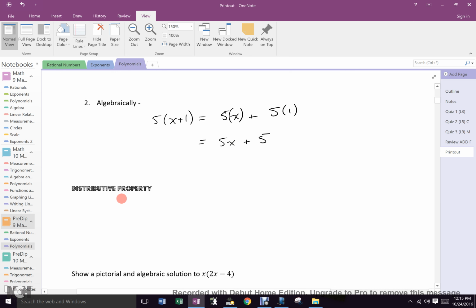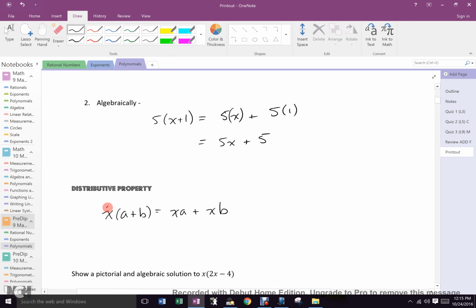And we know this to be the distributive property. The distributive property is written as such: x times (a plus b) equals x times a plus x times b. Yes? Yes. And how do you actually do that? You multiply each time.